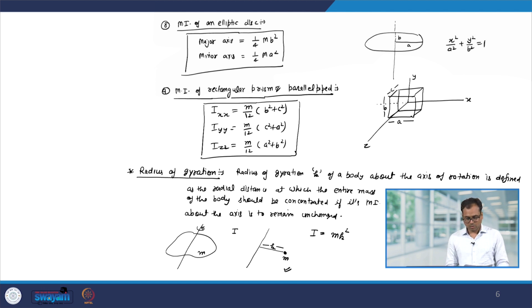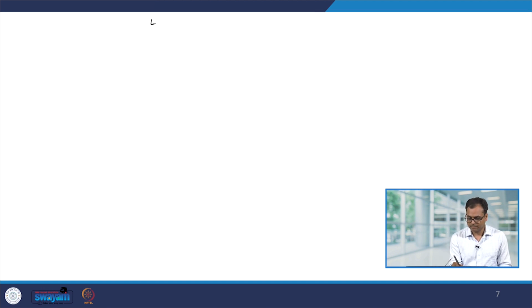Okay. So, therefore, this k becomes the square root of I over m. So, you take this body, it has a mass, it has a moment of inertia. Take this mass at a distance of k, calculate the moment of inertia and then put it back equal to I. So, whatever distance you get, that is the radius of gyration. Let us understand it by an example, so that it will be clear.